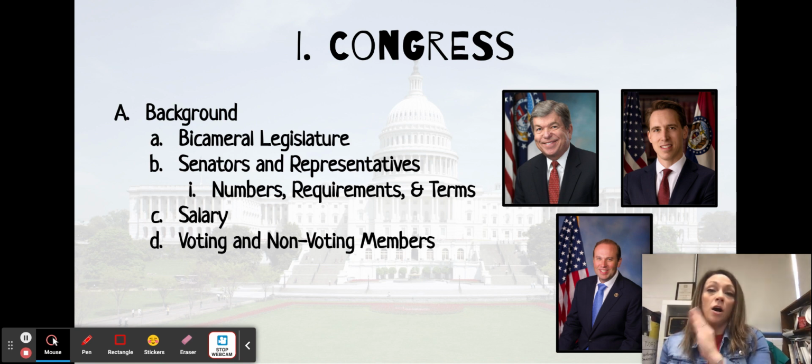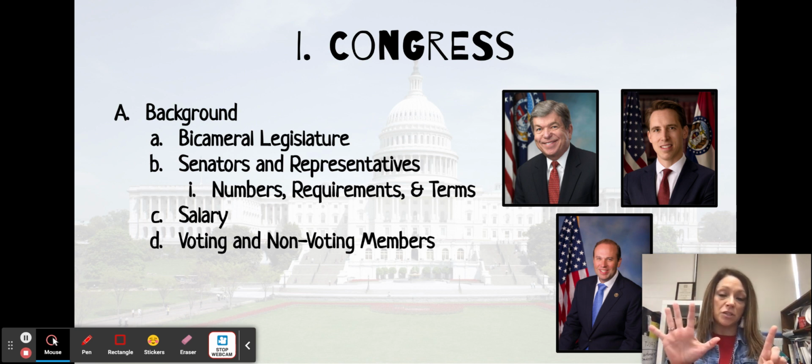On to the Senate side, we have a 30-year age requirement. So you have to be at least 30. You have to have been a citizen for at least 9 years, and you have to live in the state that you're going to represent or have a residence in that state. So you can prove residency in that state. Going to terms, if you are a member of the House of Representatives, you serve 2-year terms. And if you are a member of the Senate, you serve 6-year terms.